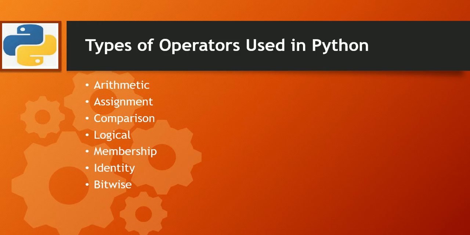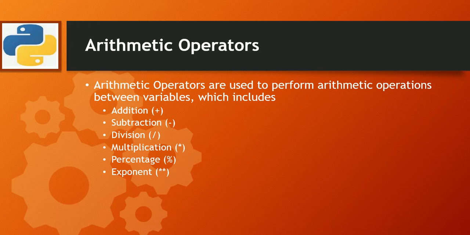First of all, the different types of operators. The following operators are used in Python: arithmetic operators, assignment operators, comparison operators, logical operators, membership operators, identity operators, and bitwise operators. First, arithmetic operators. The arithmetic operators are basically used to perform arithmetic operations between variables, and they include addition, subtraction, division, multiplication, percentage, and exponent. So let's go to PyCharm to execute some examples.